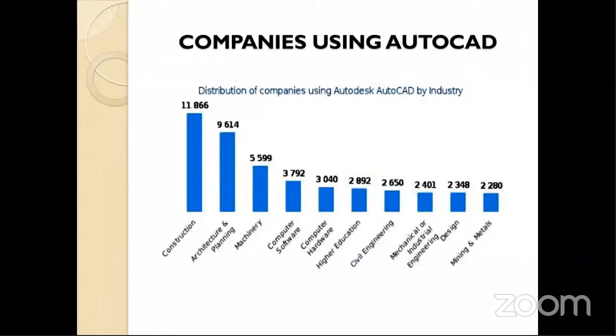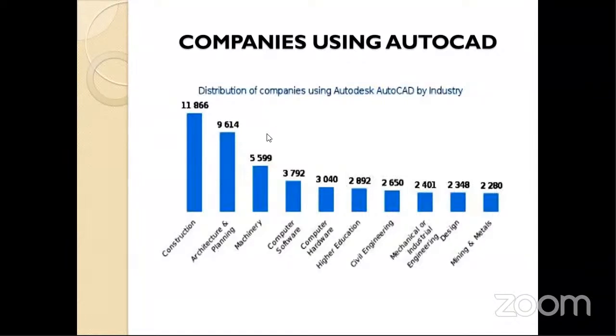So you just see the graph, right? Architecture and planning, machinery, computer software, computer hardware, higher education, civil engineering, mechanical industries, design, mining industries. In particular, mining industries use topography markings for pile works and tower works. They are using AutoCAD. AutoCAD is not the same for every company. They add some other plugins to the software applications. Particularly, mining industries also use some plugins. Construction and architectural planning use some plugins for the estimation part, like Navisworks concepts and building estimation concepts. These are important plugins added in AutoCAD. They have no need to add other software to work with estimations. They use the plugins in AutoCAD and estimate by using them.